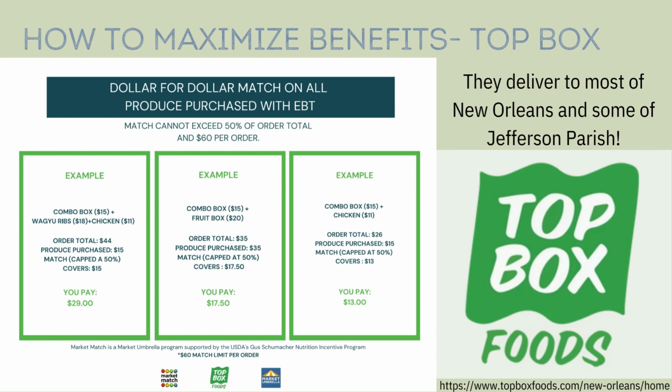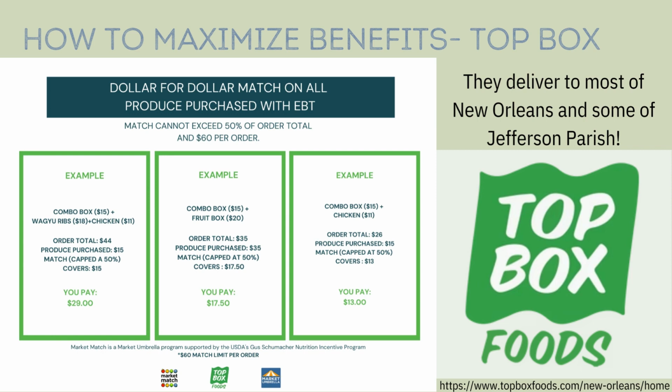In a second example, say you bought a fruit and vegetable box, which is the combo box, and a fruit box. Your total would be $35 normally. However, you purchased $35 in produce, which means that because your match is capped at 50% here, of your order, you would get $17.50 to spend towards that. So you would subtract that $17.50 from that $35, and you would only pay $17.50 for all of that combo box and fruit box.